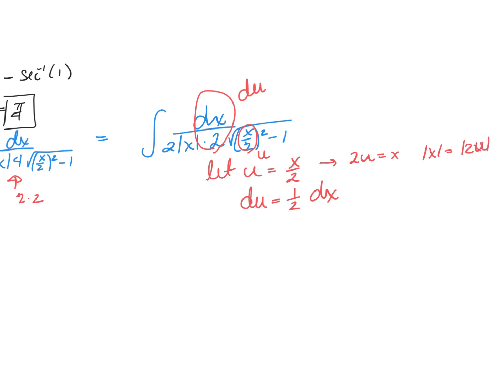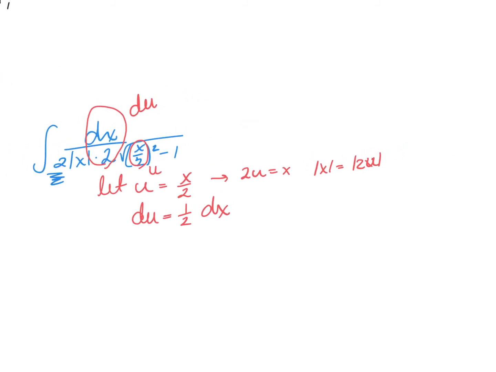Now that has nothing to do with this 2. That 2 is still there. So then this becomes 1/2. That 2 right here is this 1/2 right here. The integration of 1 over the absolute value of 2u, because that's where I made the replacement for x. And then I have the square root of u squared minus 1.